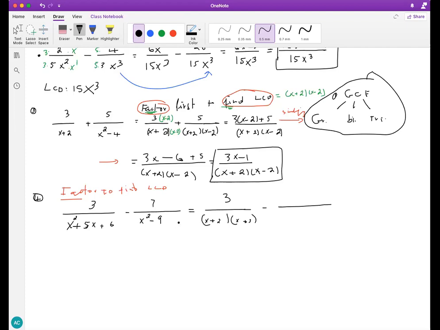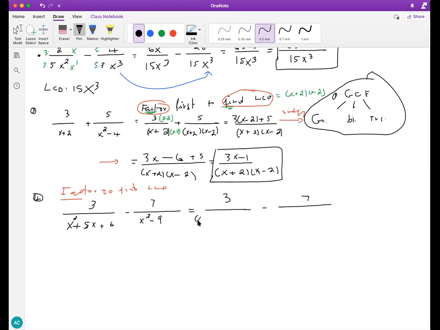Then, what's the other one? x minus 3 times x plus 3. That's right, x minus 3 times x plus 3. Finally, 7 here. That's the first step. We just factored. We don't have the LCD yet. Let me try to write this a lot bigger.